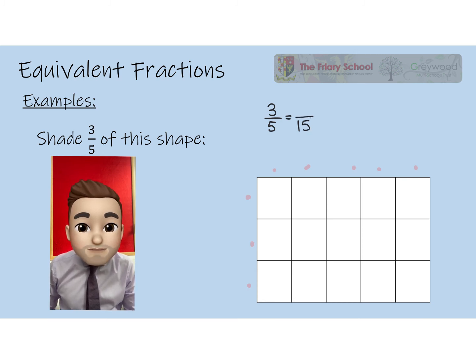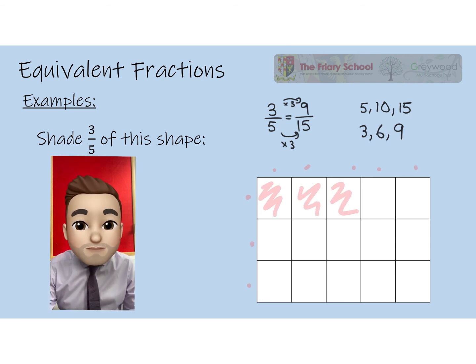Well, let's see what's happened there. So 5 must have been multiplied by something to get 15. So let's go up in our 5 times table. 5, 10, 15. So 5 has been multiplied by 3. So therefore, I need to multiply 3 by 3 as well. So 3 times 3 will be 3, 6, 9. So I need to shade 9 out of these 15 parts, and that would be the same as shading in 3/5 of the shape. So that's what I'm going to do now.